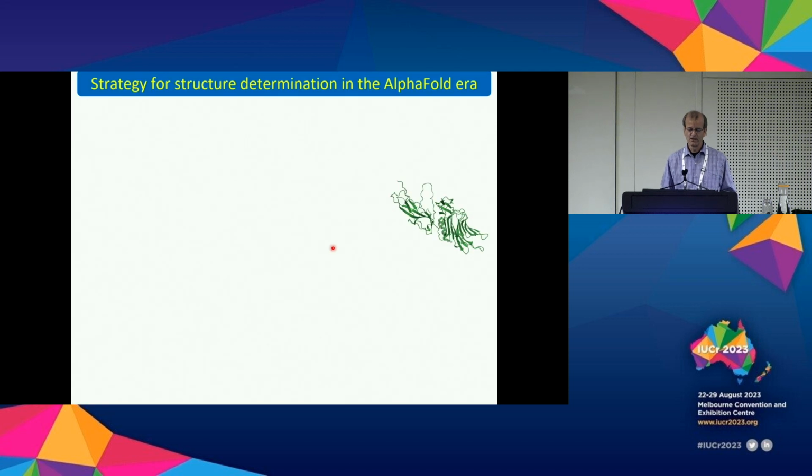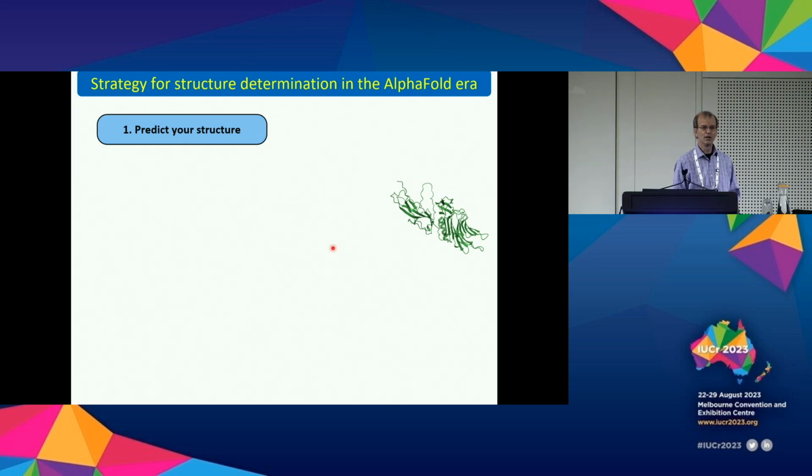Okay. So how are you going to solve your structure now in the AlphaFold era, right? Predict your structure when you're thinking. Before you write your grant application, predict your structure, right? Because it's going to give you ideas, and it's going to give you confidence estimates about those ideas. And so why not, right? Use them to tell your grant committee what you can know today, and more importantly, to tell them what you can't possibly know today, right?